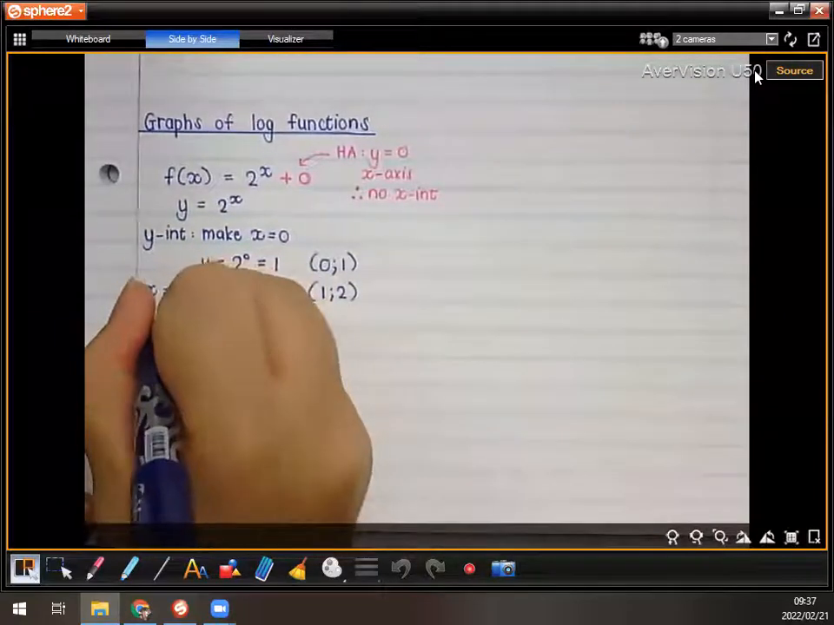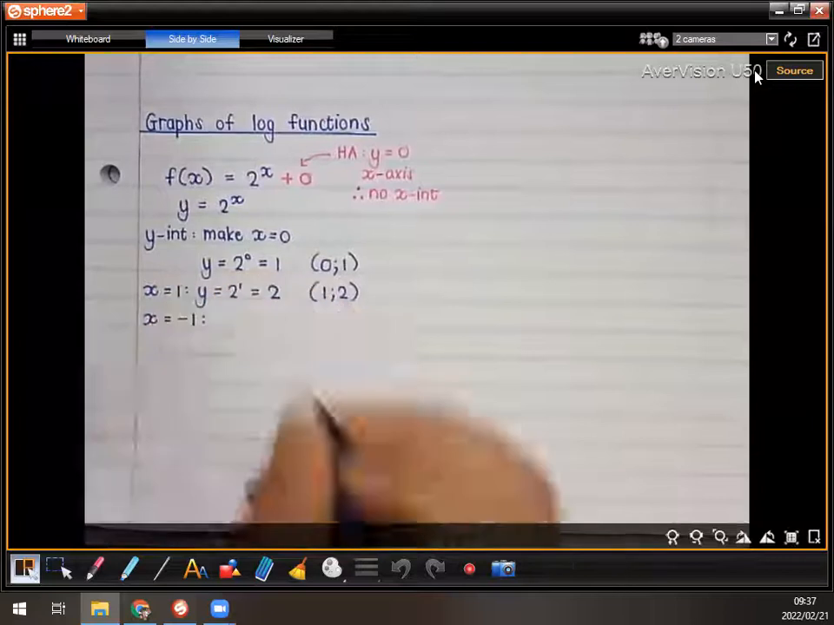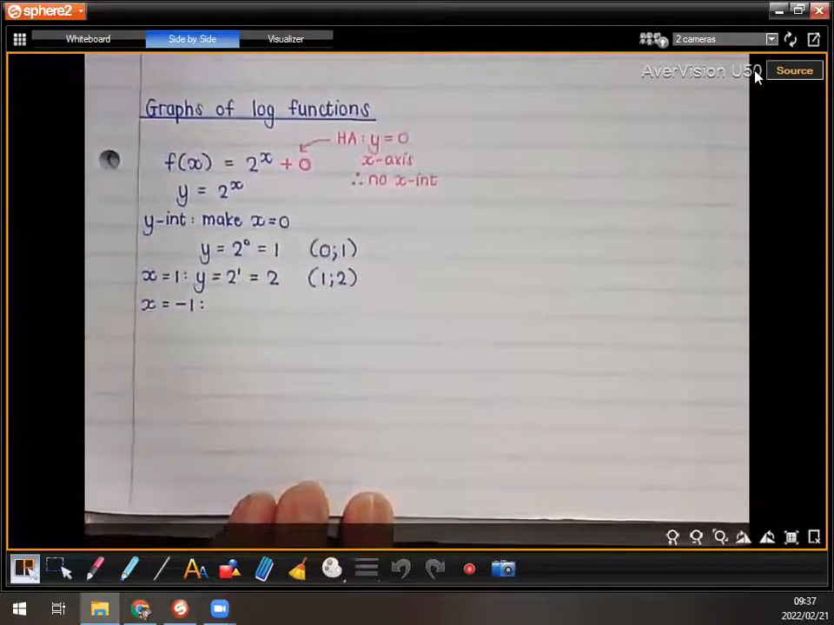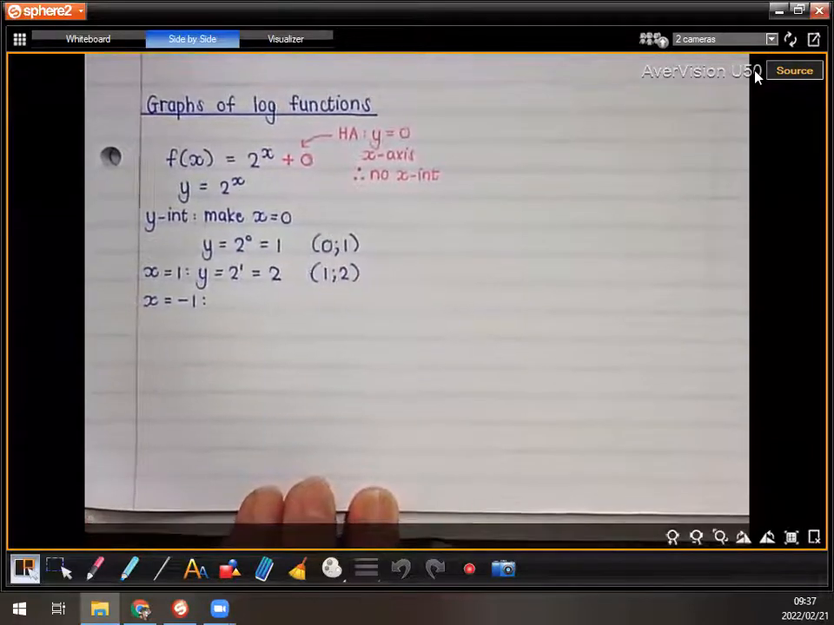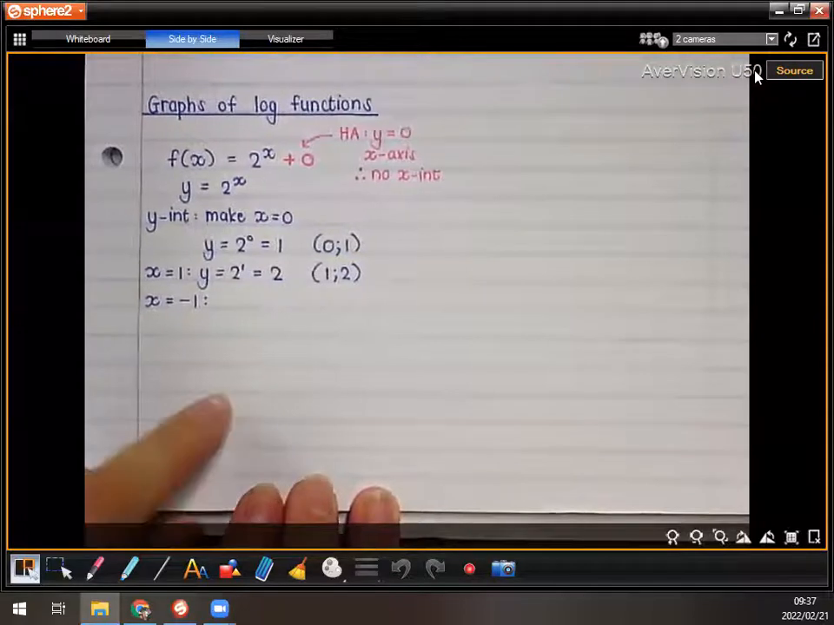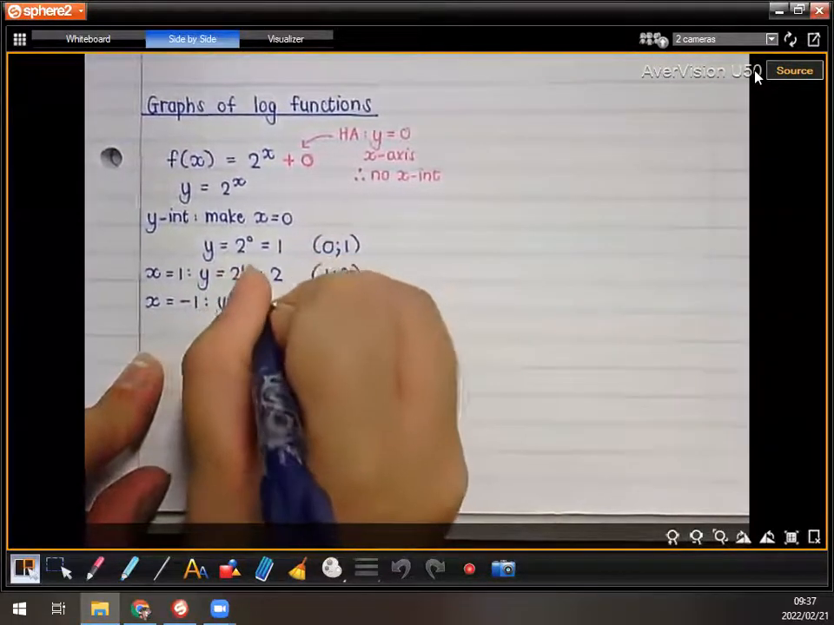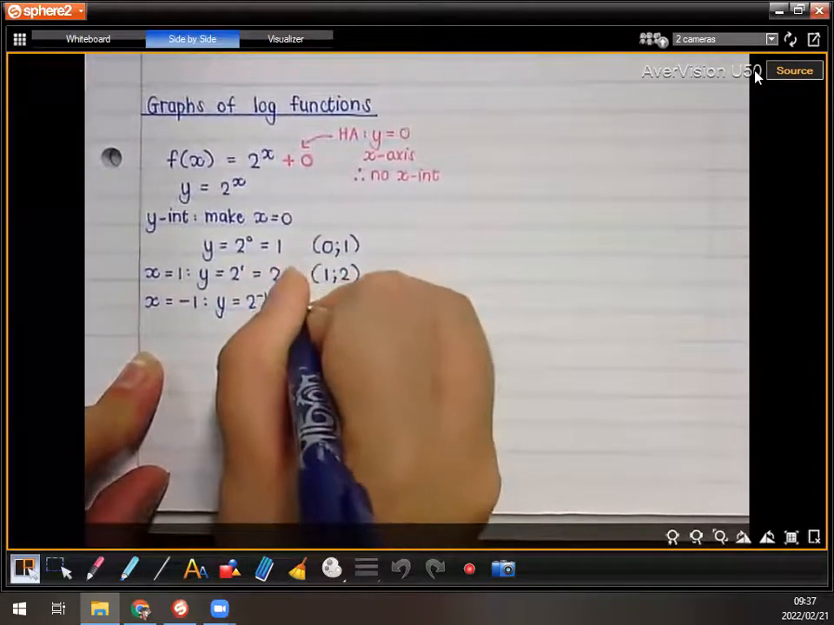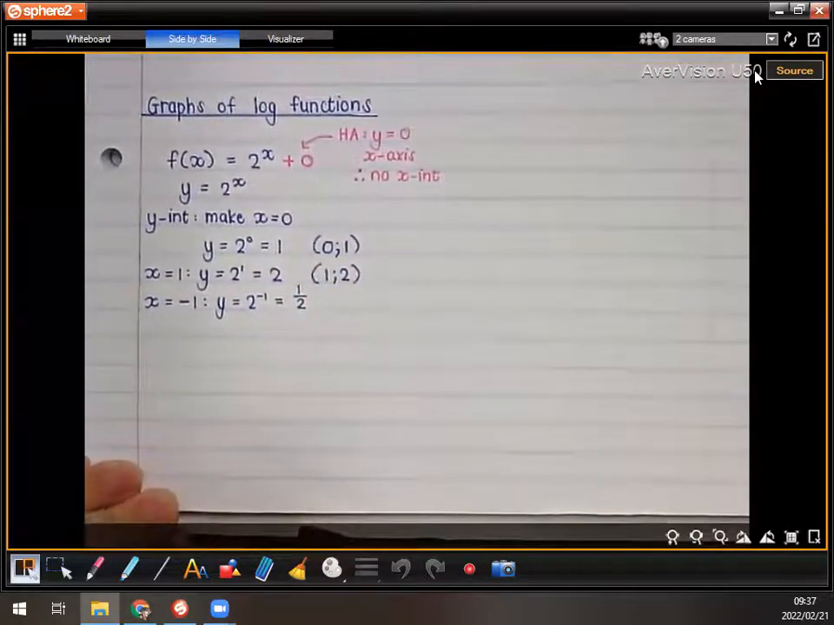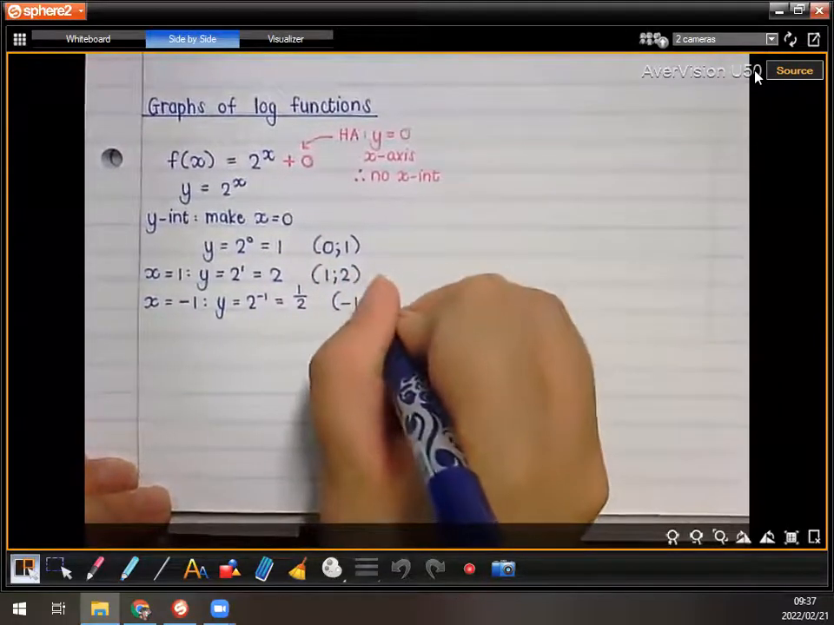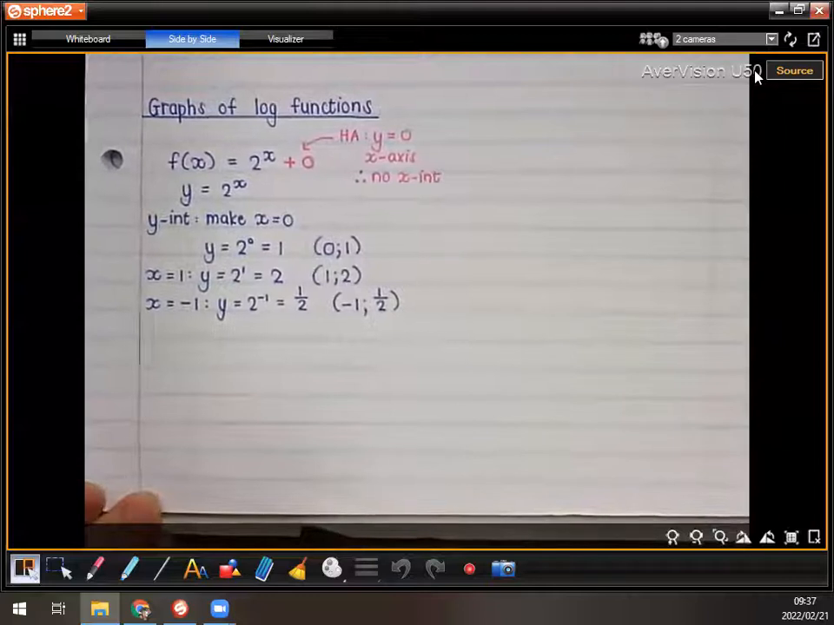We need another point on the other side, so let's have a -1. These two values, obviously, remember, you can choose any numbers. Okay, you can have a 2, you can have a 3, it's up to you. I normally just go with -1 and 1, because those are the simplest ones. So here, if x is -1, y is 2 to the -1, which is a half. So we have the point -1 and a half.